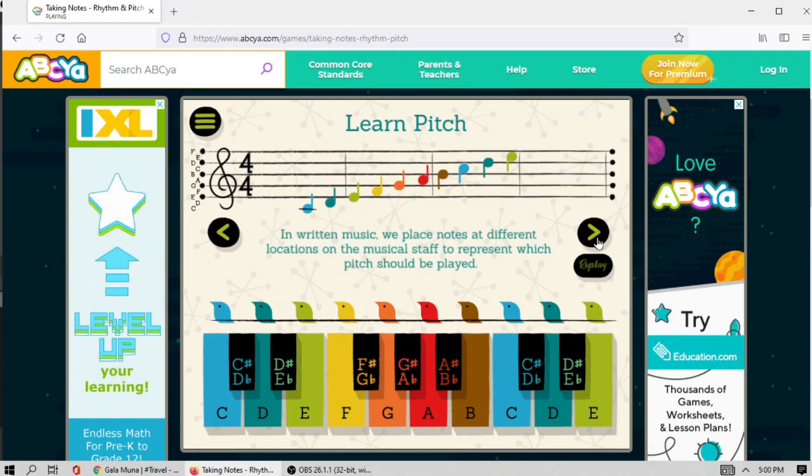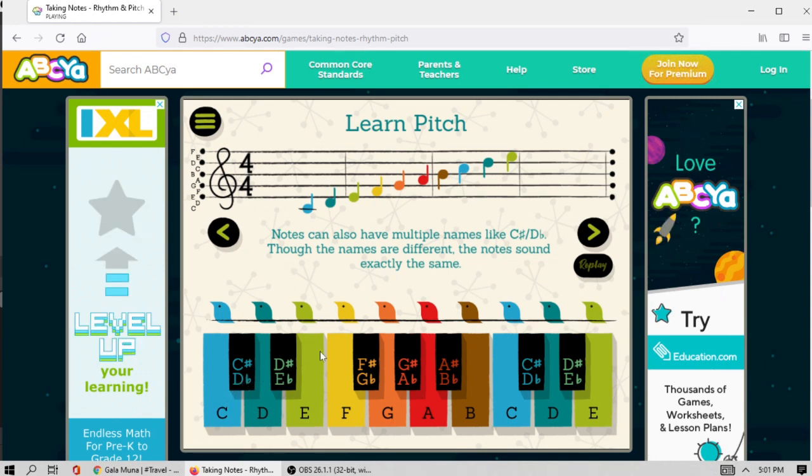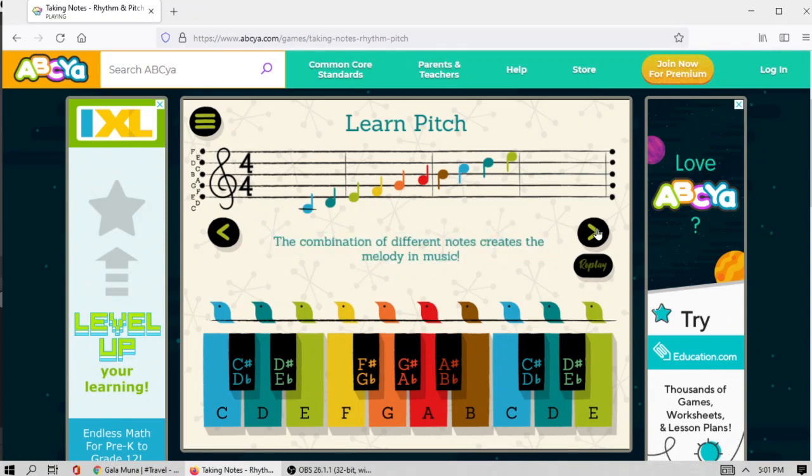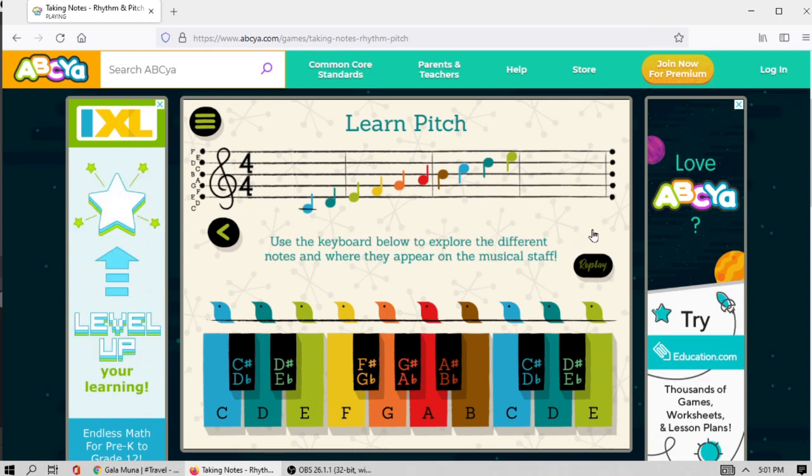In written music, we place notes at different locations on the musical staff to represent which pitch should be played. Notes can also have multiple names, like C sharp and D flat. Though the names are different, the notes sound exactly the same. The combination of different notes creates the melody in music. Use the keyboard below to explore the different notes and where they appear on the musical staff.